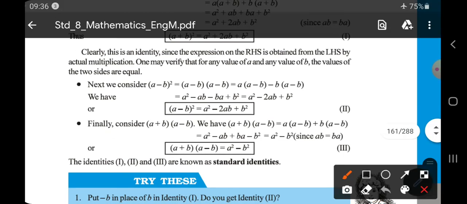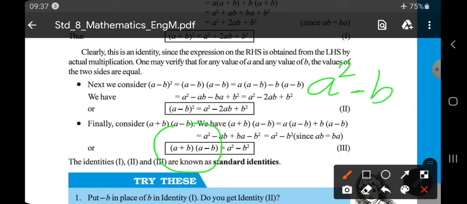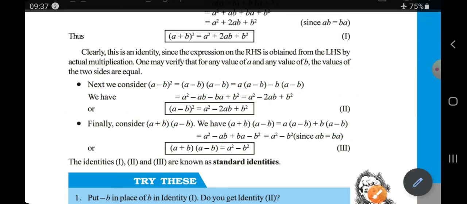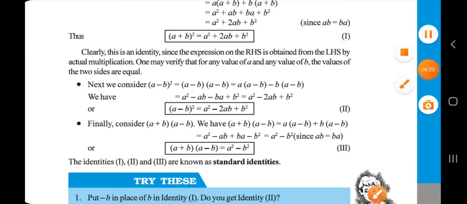And third, (a plus b) into (a minus b). So these two terms are given, and you have to square them. We have to put a minus sign and square the last term. Here it must be the minus sign. It's the reverse: if a square minus b square is the question, then you can expand that expression this way, (a plus b) into (a minus b).